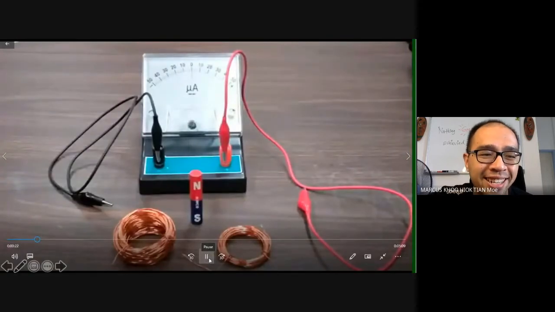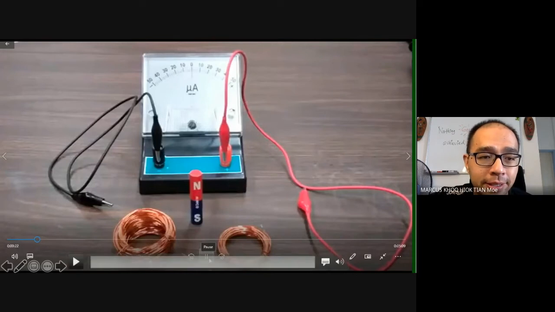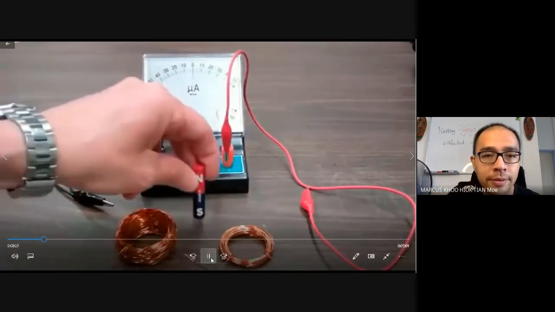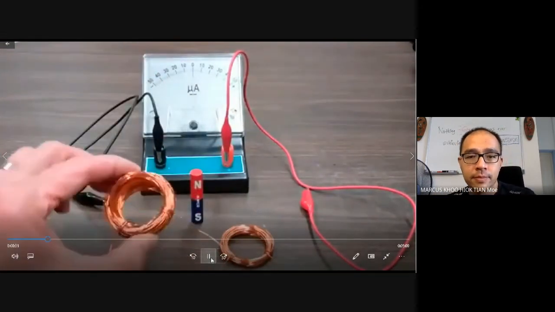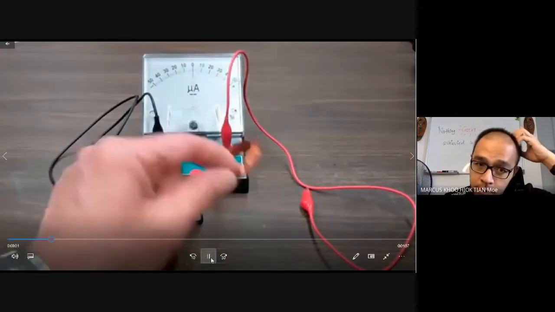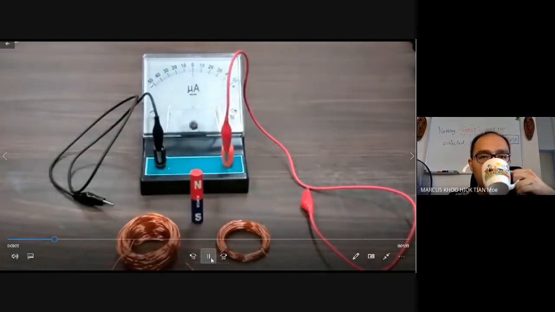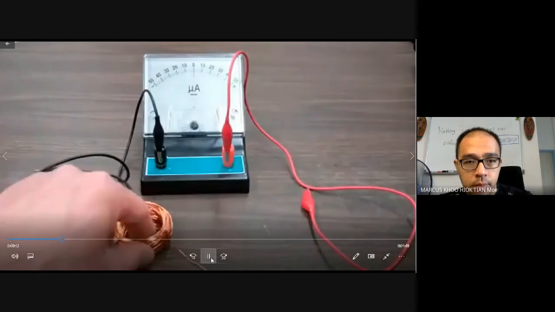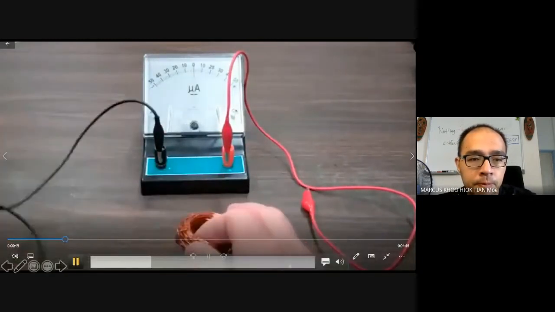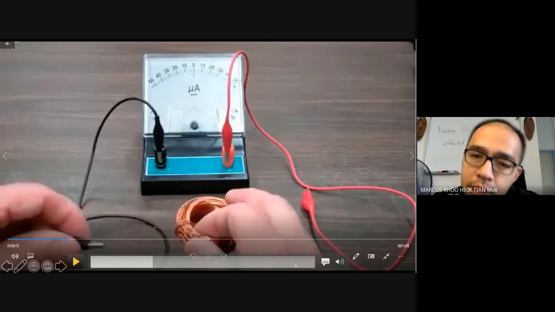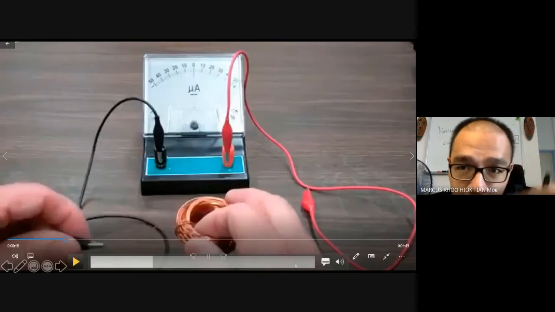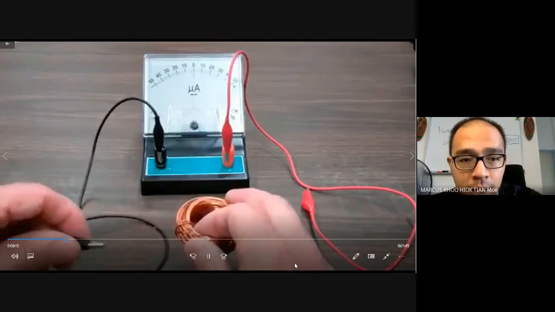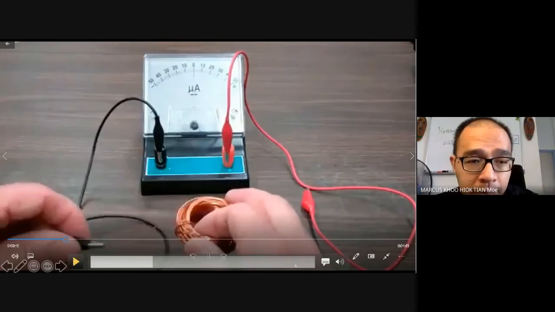There are many videos, because it's such an important subtopic. So I have an ammeter here, and two coils. This coil has 100 turns, and this coil has 25 turns. I will first connect the 100 turn coil to the ammeter. If you didn't hear just now, the first coil, the first solenoid, has 100 turns, and the other one has only 25 turns.